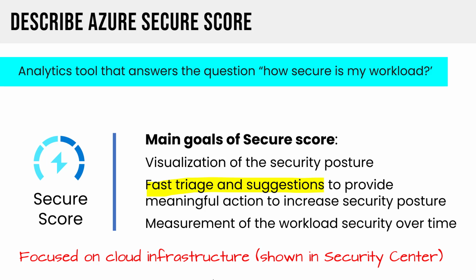Now, fast triage and suggestions really focuses on not only the suggestions, but the fast triage refers to the quick fix option you'll see for many fixes, where you have kind of a single push button solution to implement the recommended improvement. Visualization of the posture, we get a score, we get a dial, we get a list of deviations from best practices, and measurement really comes not only in the form of the overall secure score, but you'll see the point level impact in each of the changes that are recommended for improving your security posture.